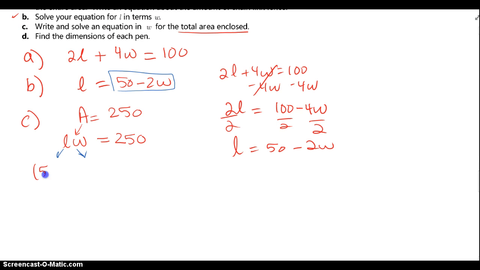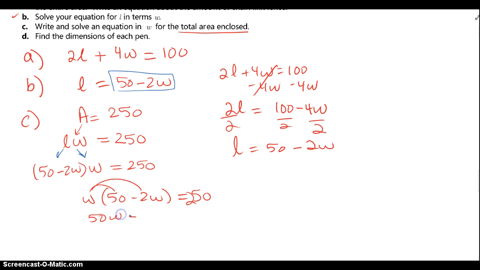Length is 50 minus 2W, and the width is already in terms of this W they asked for anyway, equals 250. So there's my equation for area once I've replaced the L with in terms of whatever it was in terms of W. So I'm going to continue with this equation and solve it. Distribute the W, that's 50W minus 2W squared equals 250.